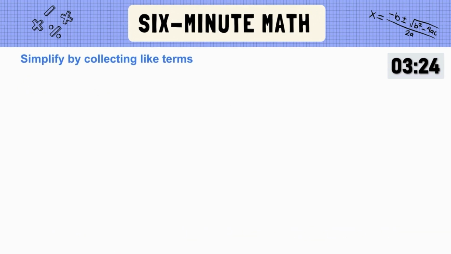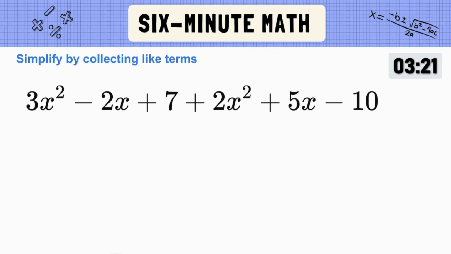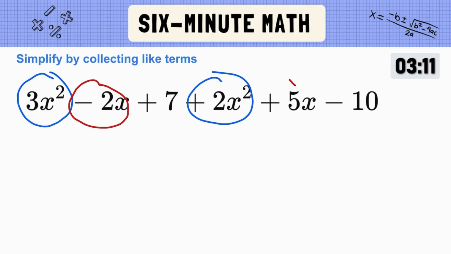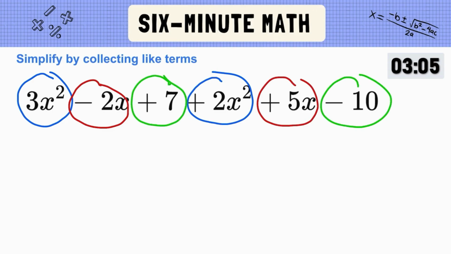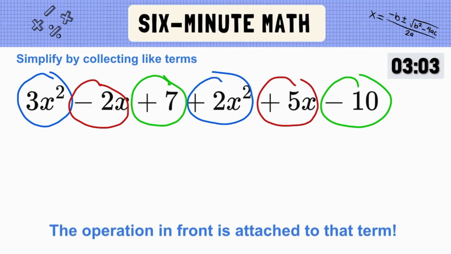Another example here. I'm going to simplify by collecting the like terms in the following. Again, I'm going to use colors to help distinguish between my terms. So my x squareds are going to be blue, my x's are going to be red, and my constants are going to be green. As you can see with my circling, the operation in front was attached to each of those terms. We always start highest degree to lowest degree, so I'm going to start with my x squareds. 3x squared plus 2x squared is 5x squared.